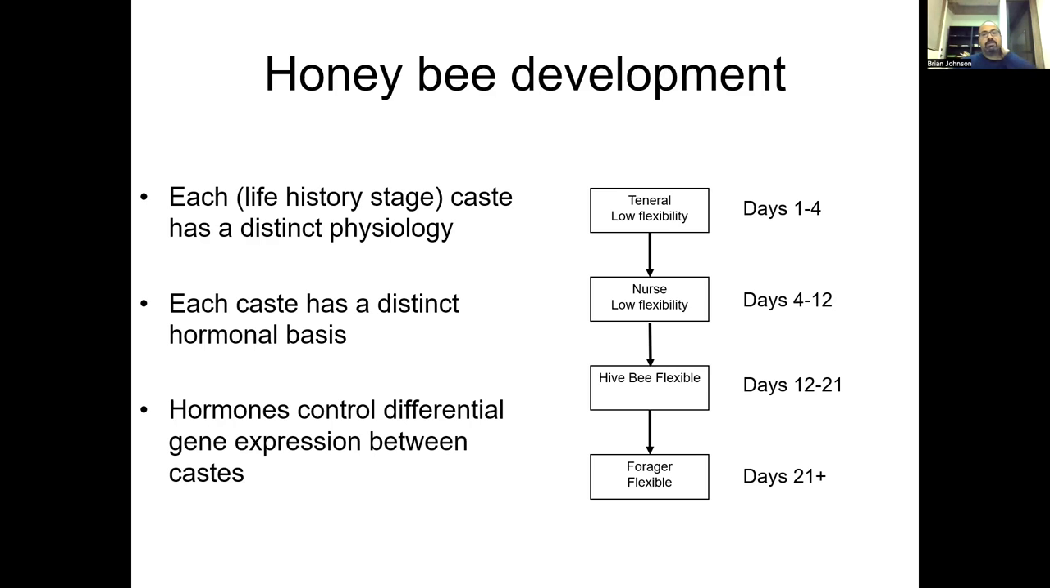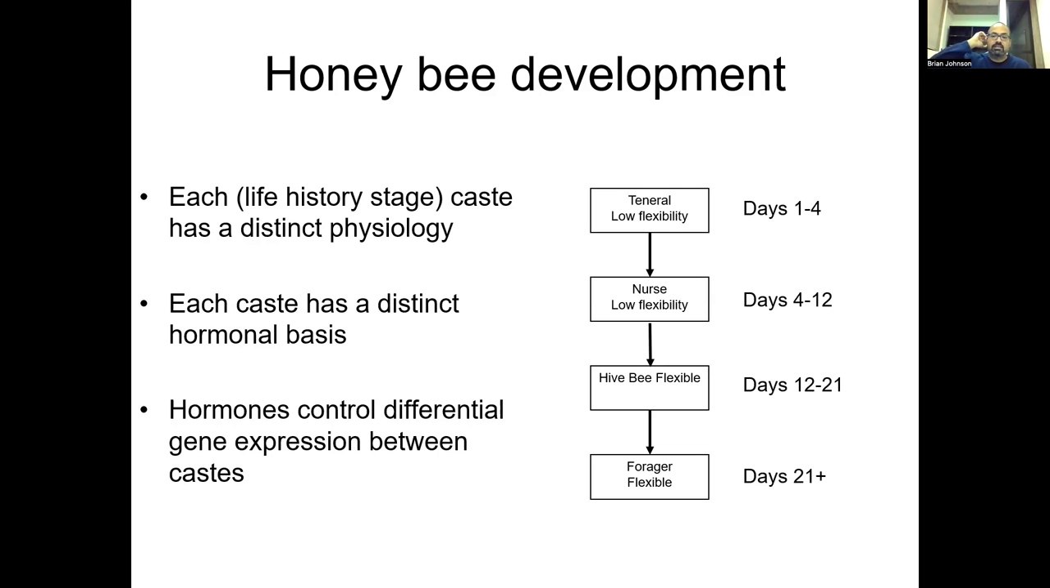So this is a summary of what I've been talking about. Each of these castes has a distinct physiology. They have a distinct hormonal state. And that hormonal state is causing specialized gene expression across their whole body to specialize them for the role that they're going to play in the nest.